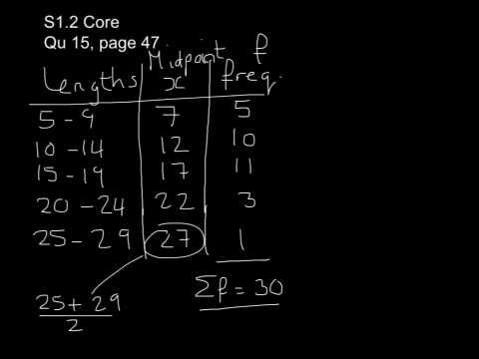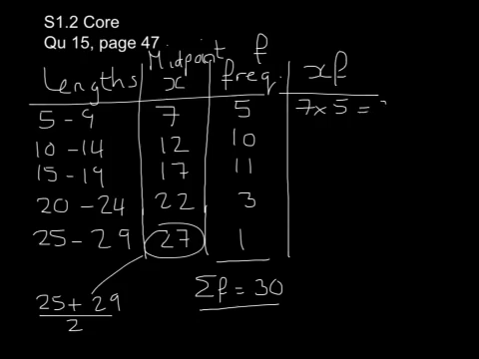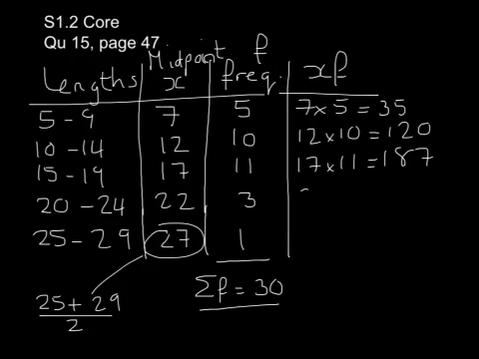Okay, now, just as we did before, we did X times F in a column, but this time our X is our midpoint rather than the number of lengths. So we're going to do another column on the end, X times F. So let's work it out. We've got 7 times 5, so that's 35. 12 times 10, that's 120. 17 times 11, that's 187. 22 times 3, 66. And finally 27 times 1, which is 27.